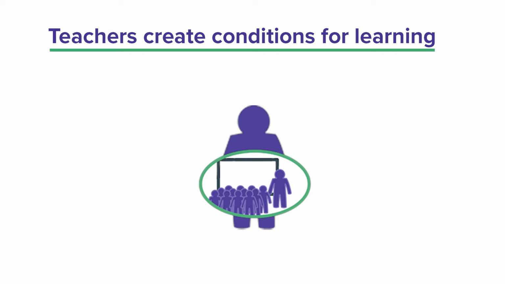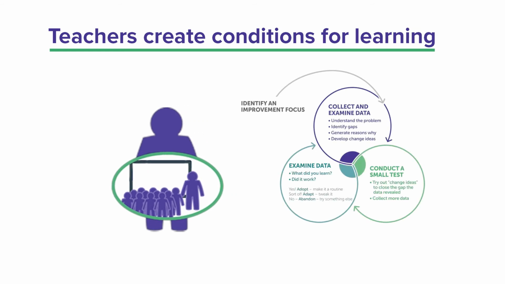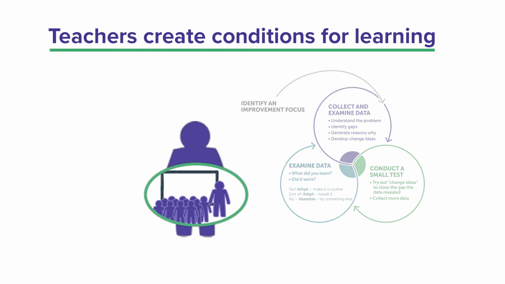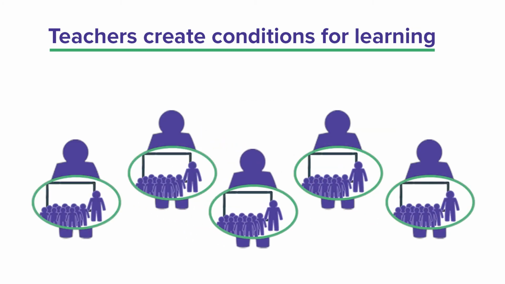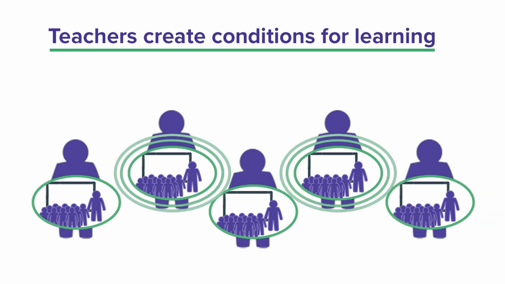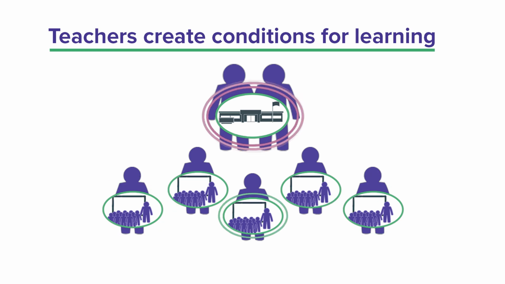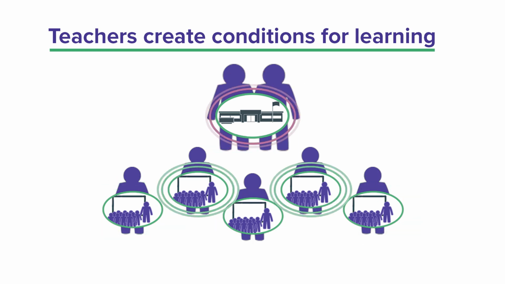Teachers create conditions for learning for their students. And classrooms are also where teachers can learn about their teaching using the teacher inquiry cycle. The teacher inquiry cycle enables teachers to understand and resolve problems in their classroom. And as this learning is shared with others, what happens in the classroom system impacts what happens at the grade level or department, which in turn influences what's happening across their entire school.